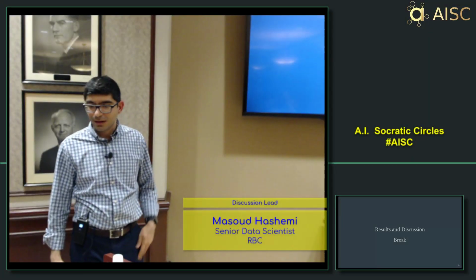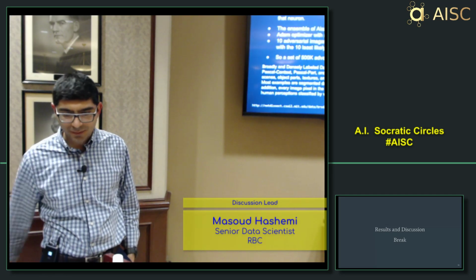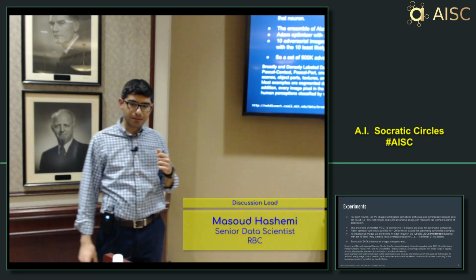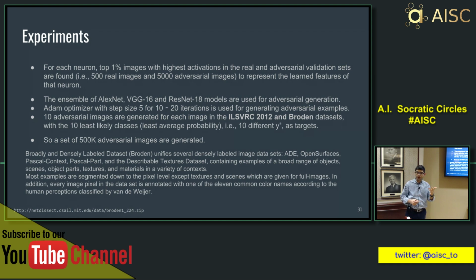Thank you. So back to the paper and the results discussion part. How they did the experiment is that they are using two image data sets, the ImageNet one and Broden. They give all these images to the network and then look at each neuron and find the images that highly activate each neuron.